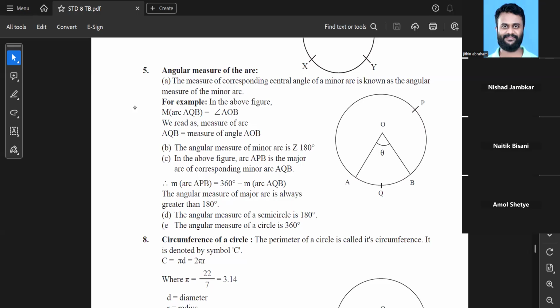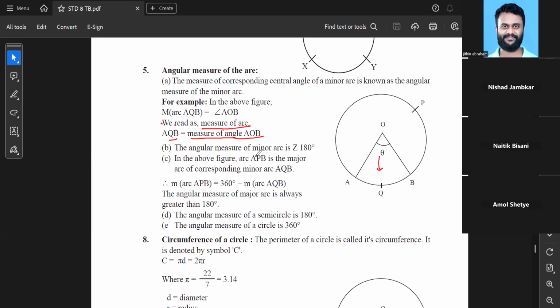Now, for example, in the above figure, M means measure. Measure means whatever the value is. Measure of arc AQB is angle AOB. We read this as measure of arc AQB is equal to measure of angle AOB. So if somebody is asking what is the measure of this particular arc AQB, we'll say whatever is the angle, that will be the measure of arc.